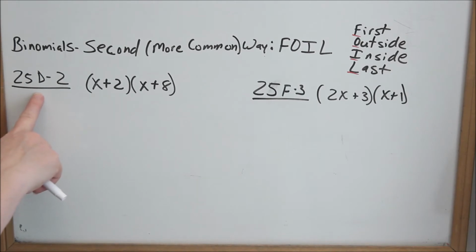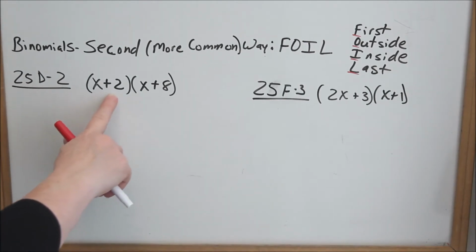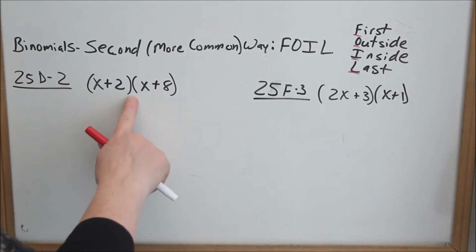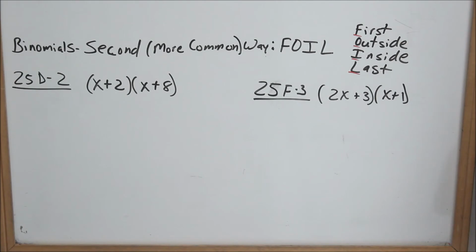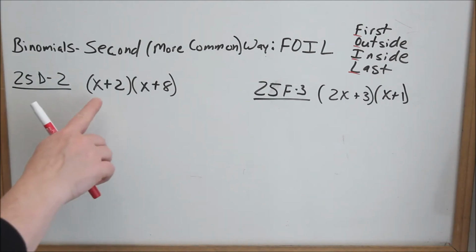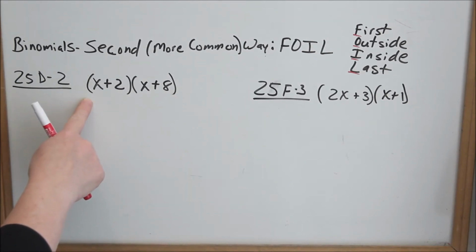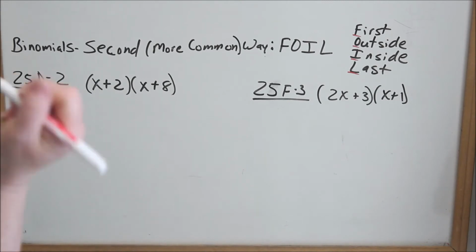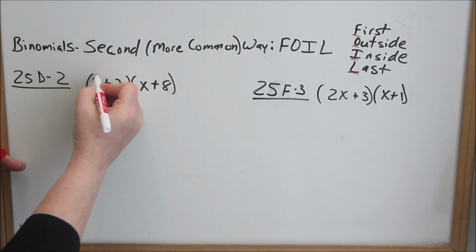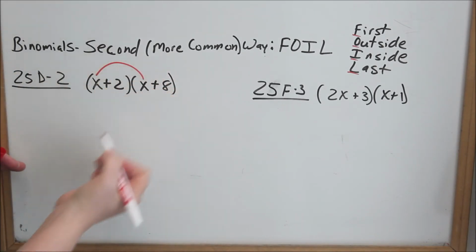If you look at 25D2, you have this binomial times this binomial. Two parentheses together implies multiplication. So x plus 2 times x plus 8. When we FOIL, all we really are doing is distributing when we're multiplying it out horizontally. The first way we did it, we multiplied it vertically. Now we're multiplying horizontally.